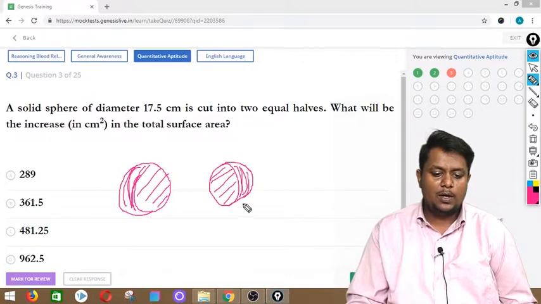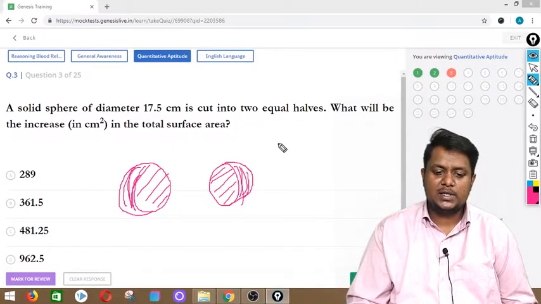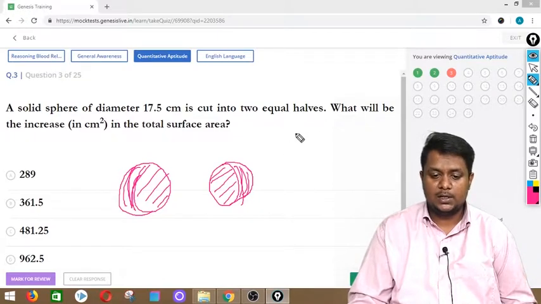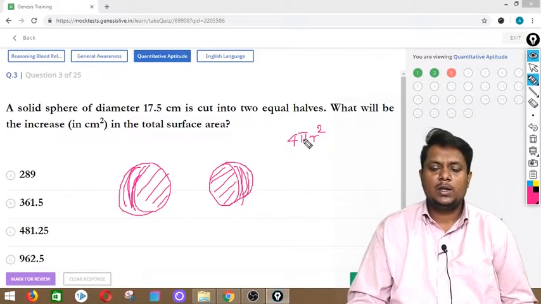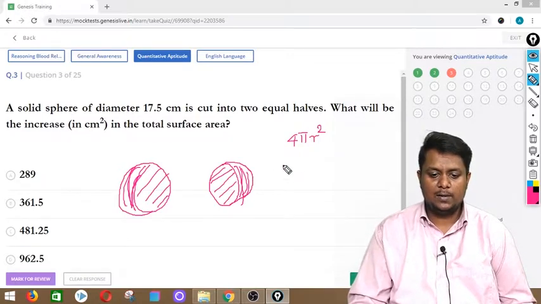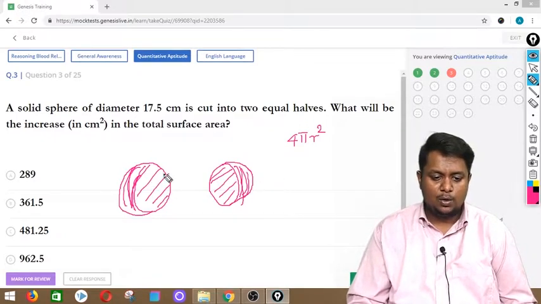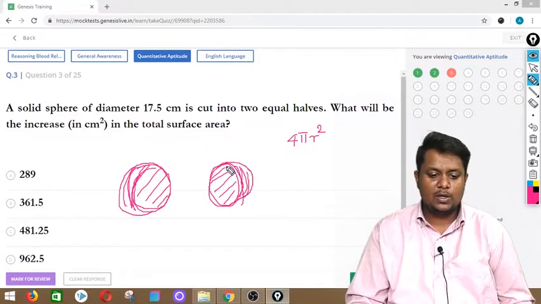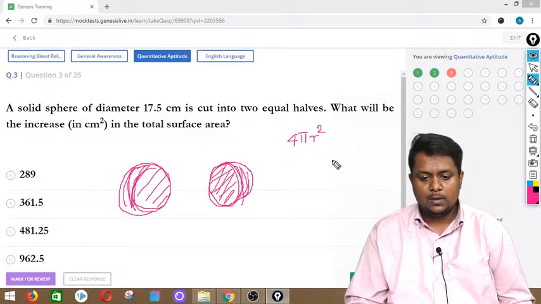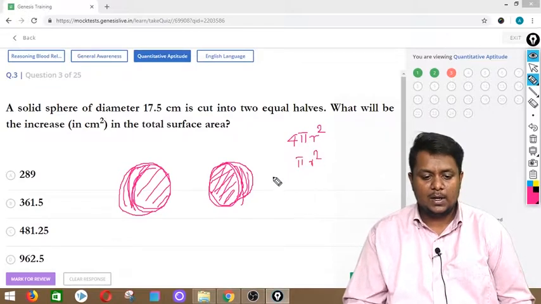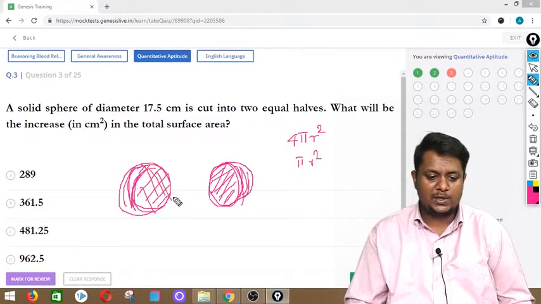Now the formula to find the outer surface area or the curved surface area of a sphere is 4 pi r square. That is the formula to find the outer surface area of a sphere. Now after you cut the sphere into two halves, the outer surface area will remain constant. Apart from that, you will have two more surface areas, this particular part and this particular part. You are cutting into two exact halves, so the area of this part will be pi r square and the area of this part will be another pi r square.